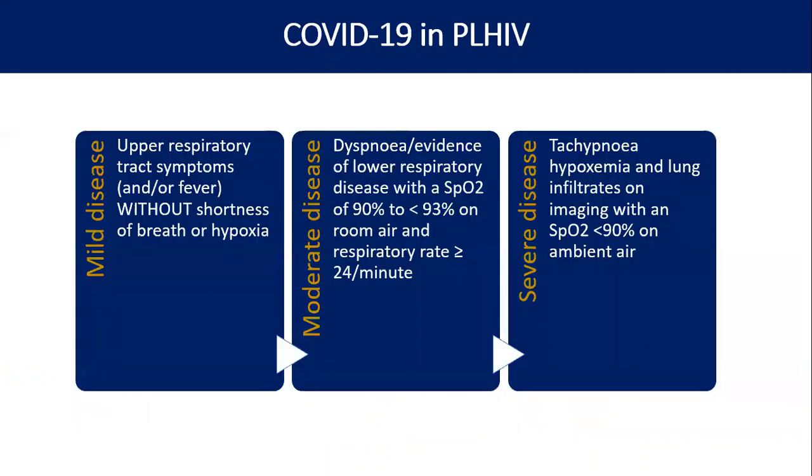Then COVID-19 in PLHIV. In milder cases, there are upper respiratory tract symptoms and or fever without shortness of breath or hypoxia. In moderate disease, we have dyspnea or evidence of lower respiratory disease with oxygen saturation of less than 93% on room air and respiratory rate more than 24 per minute. In case of severe disease, we have tachypnea, hypoxemia, and lung infiltrates on imaging with a SpO2 of less than 90% on ambient air.